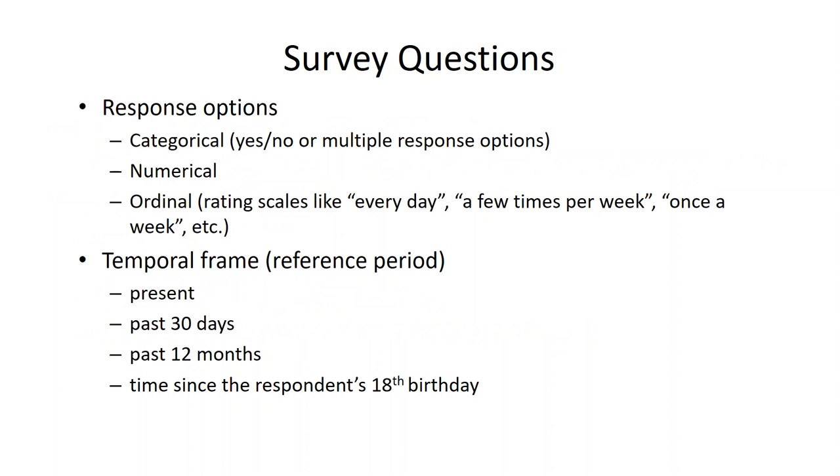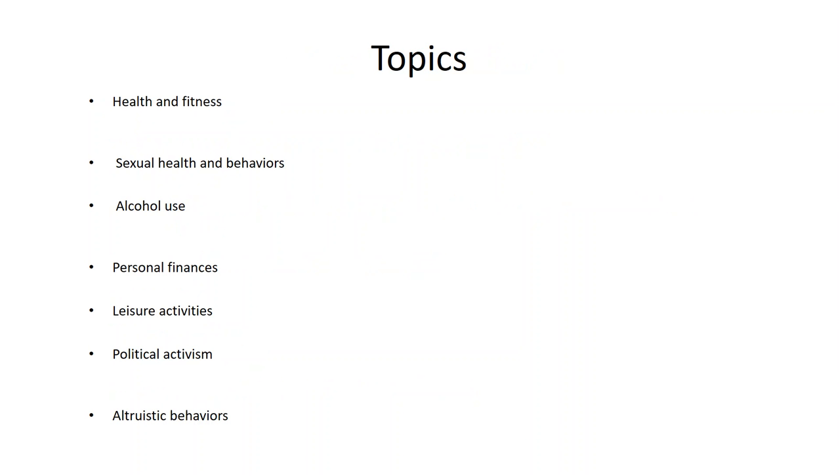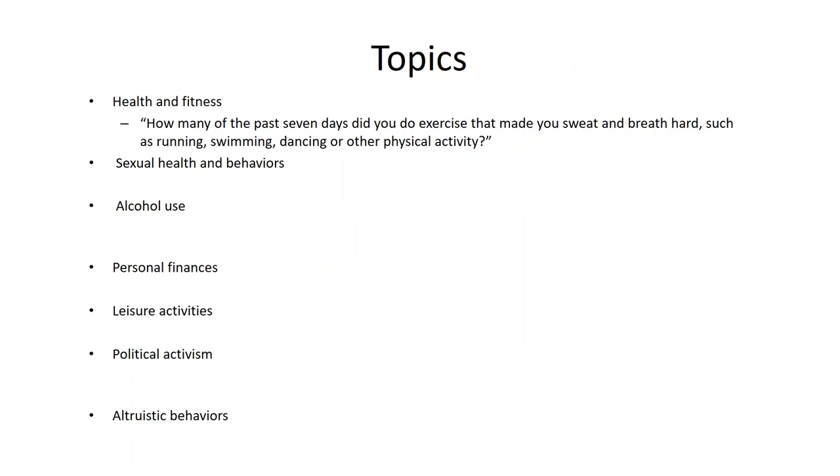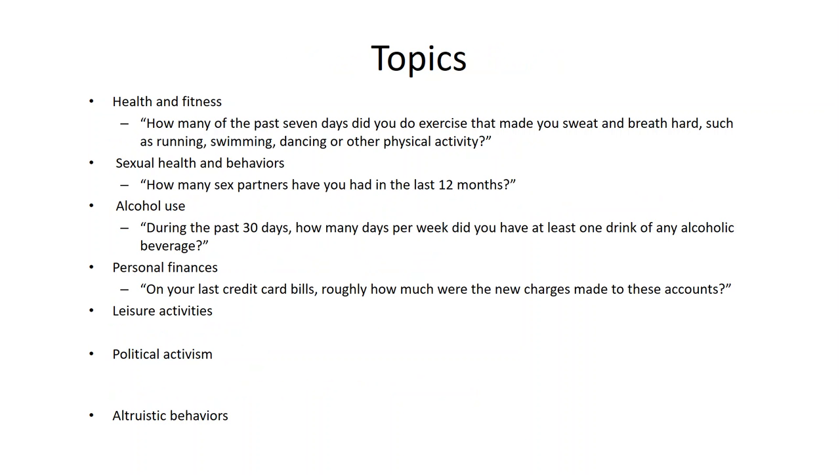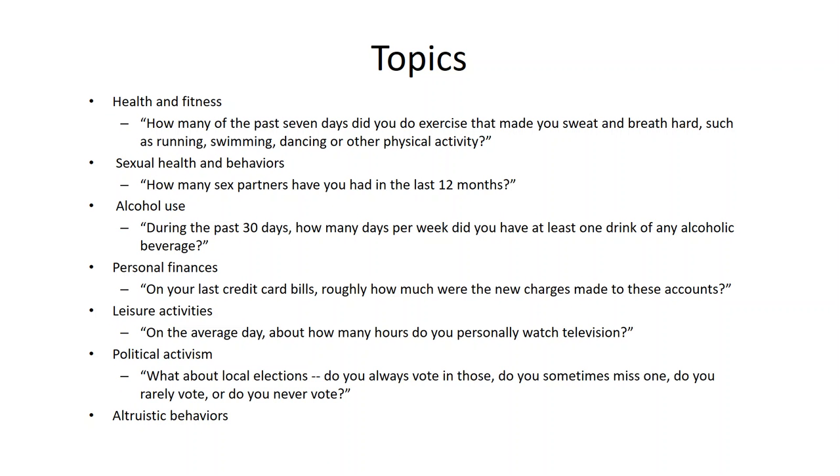The response options range from categorical to numerical to ordinal, and the reference period ranged from the present time to the past 30 days, to the past 12 months, to the time since the respondent's 18th birthday. And the questions covered a variety of topics, including health and fitness, sexual health and behaviors, alcohol use, personal finances, leisure activities, political activism, and altruistic behaviors.